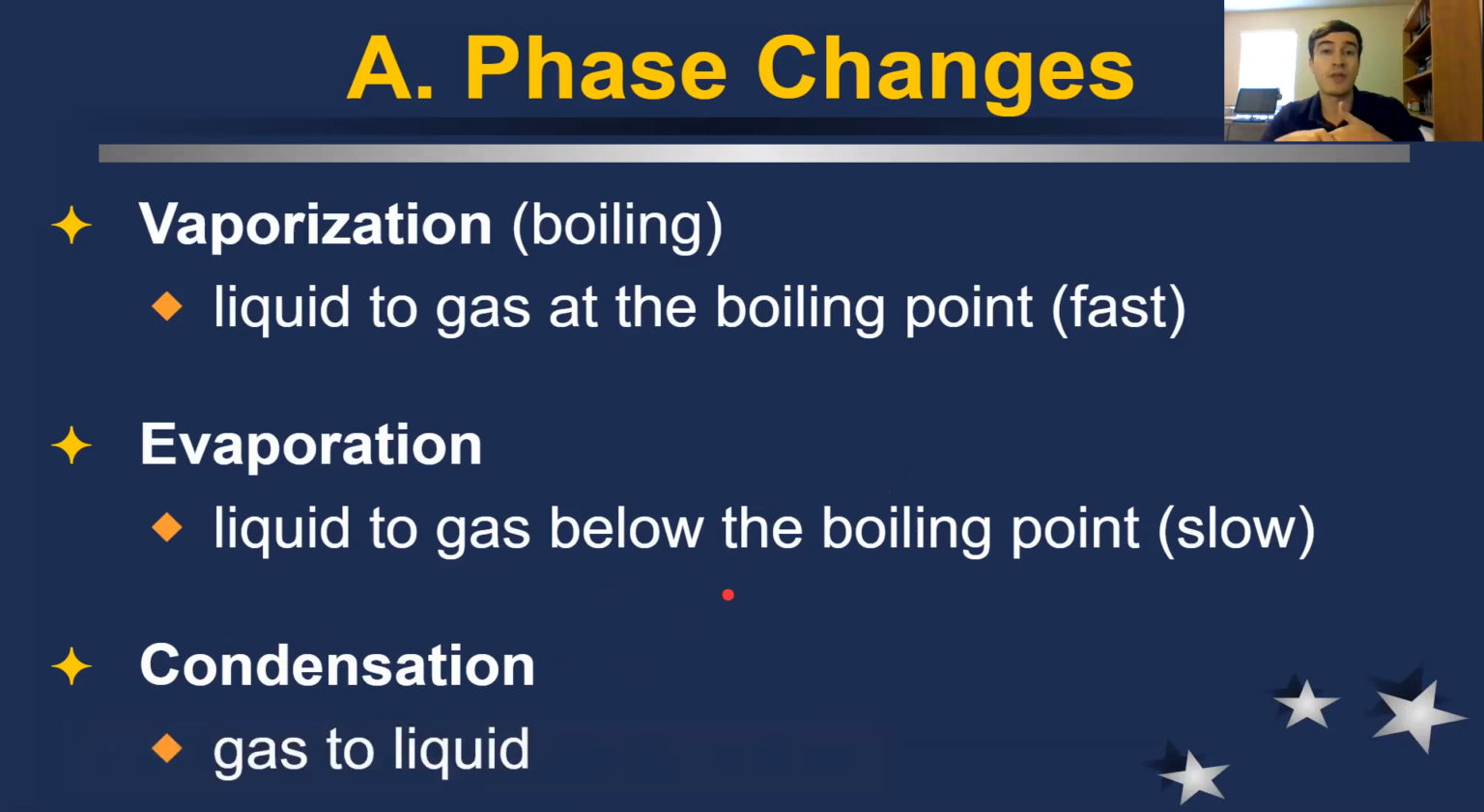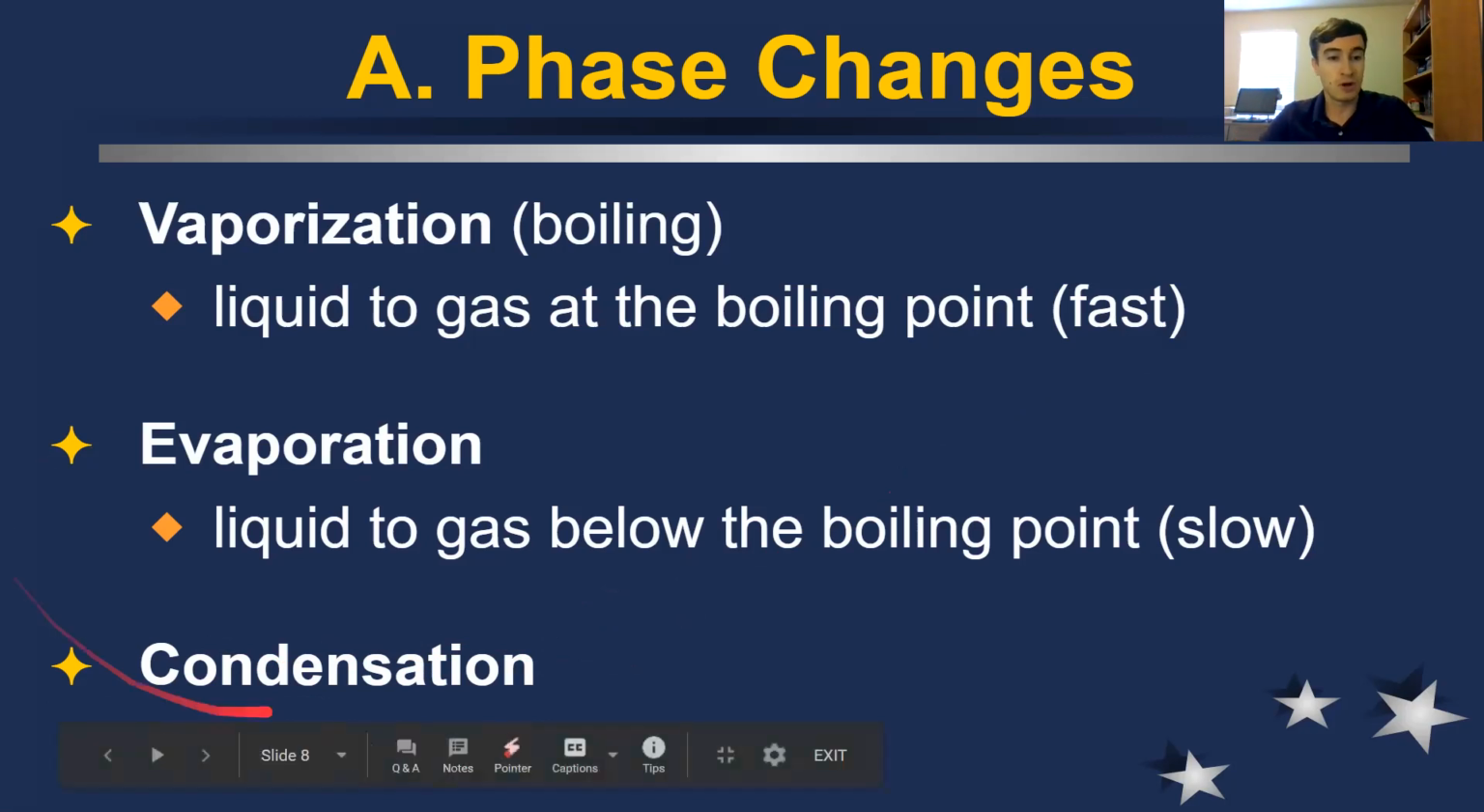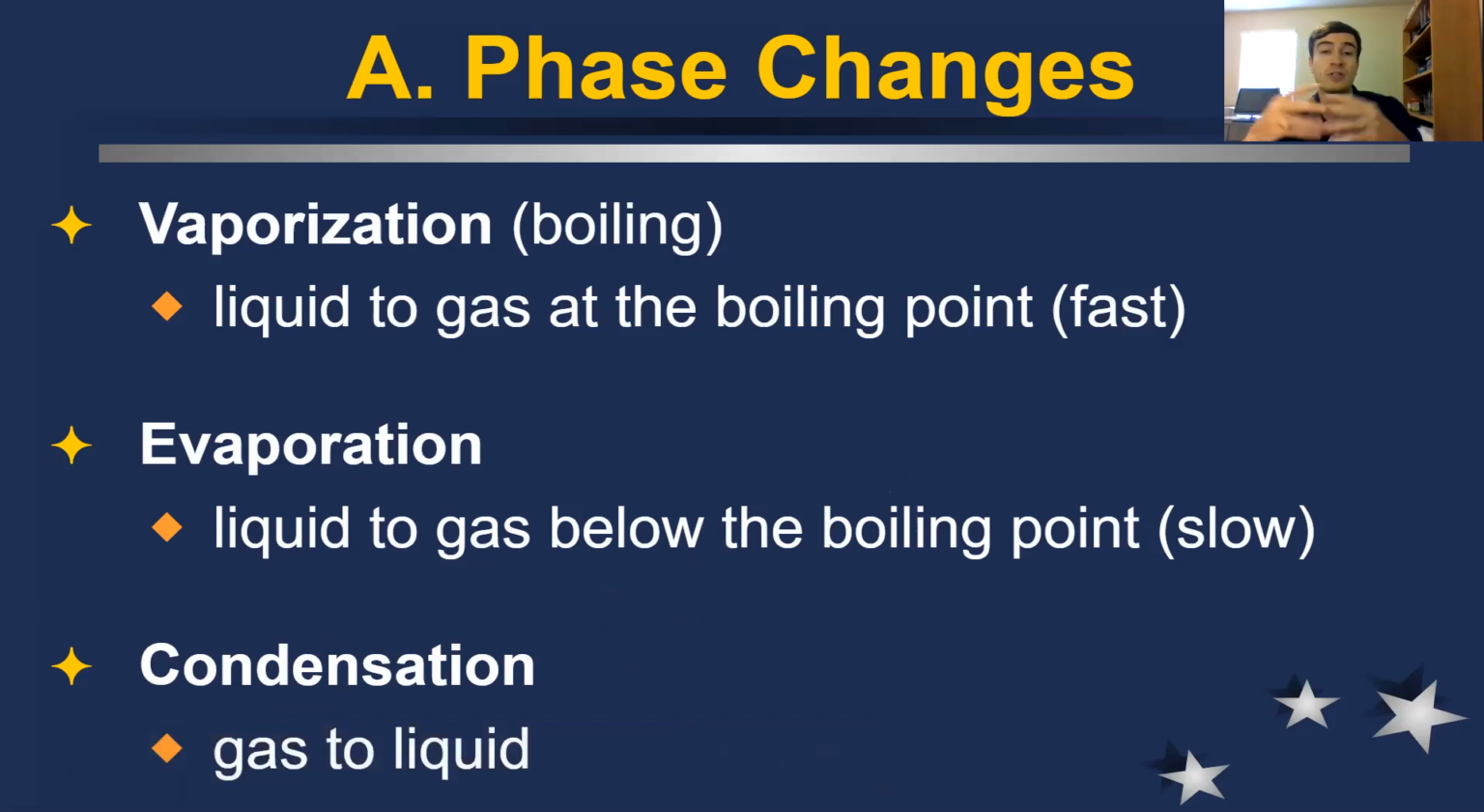Now, if the weather gets even cooler, the water in that cloud can condense so far to where it forms droplets that become too heavy for the air, and they fall to the ground as rain. So condensation is taking something that's a gas, cooling it down to the point where it starts clumping together and forming a liquid.